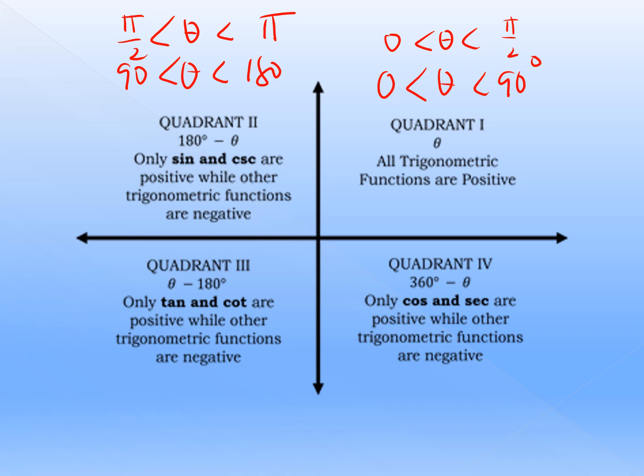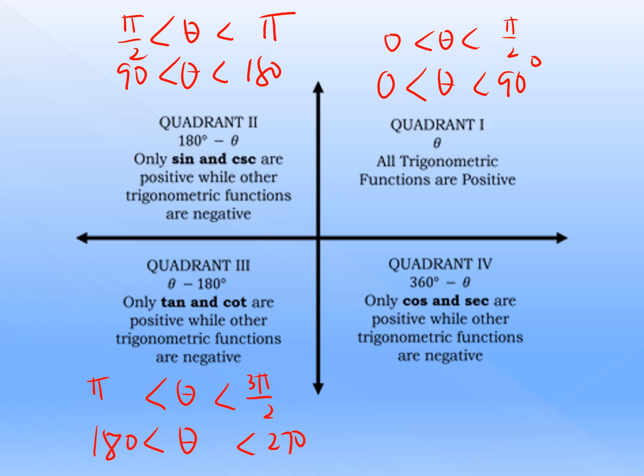If the given angle measure falls in quadrant 3, then in order for us to find the reference angle, we use theta minus 180 degrees. And in quadrant 3, only tangent and cotangent are positive, while the other trigonometric functions are negative. How are we going to know if the given angle measure falls in quadrant 3? If the given theta is greater than pi but less than 3 pi over 2. Or, if the given theta is greater than 180 but less than 270 degrees.